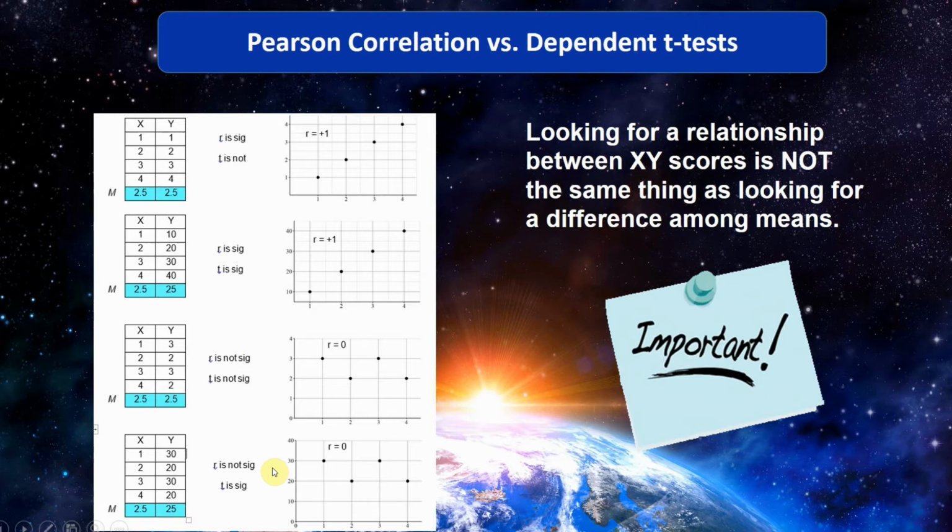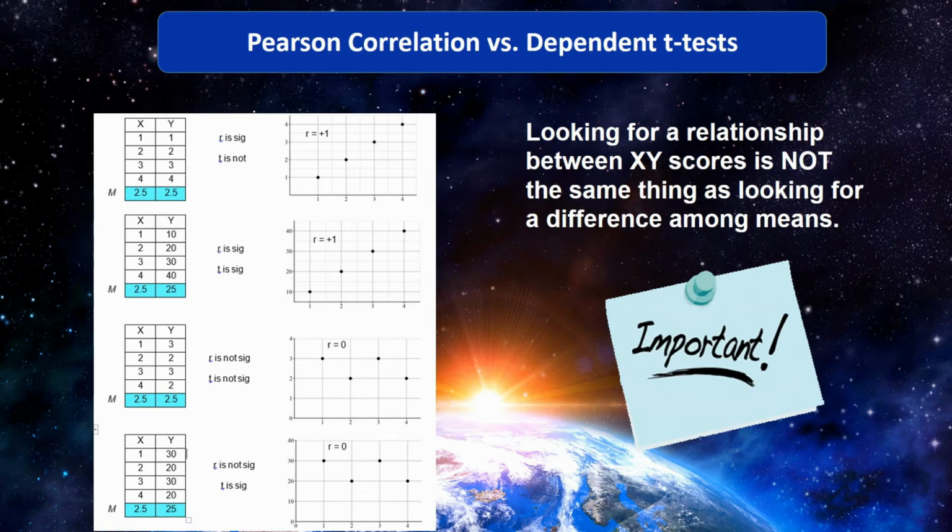So one test, depending, you could get a significant or a non-significant result on that one test. Let's say it's correlation. It's going to tell you nothing about whether the t-test would be significant or not. All right, and that's because they are looking at two different questions.